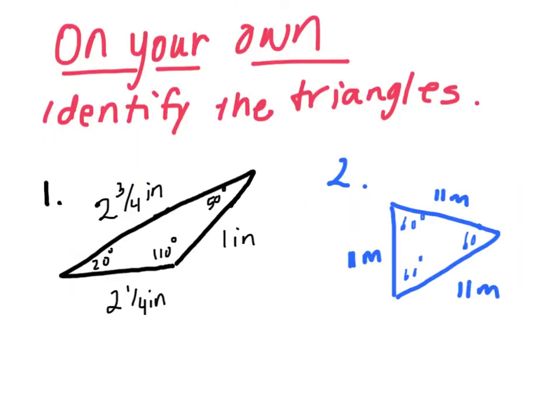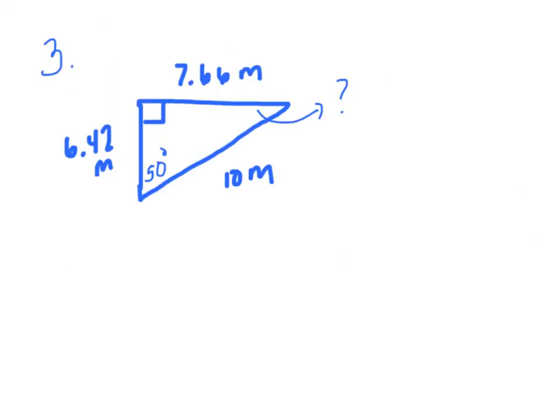For the on your own, I'd like you to identify the triangles as right, acute, or obtuse, and then as isosceles, scalene, or equilateral. And then for number 3, I would like you to identify the triangle again, but also find the missing angle measure of the third angle.